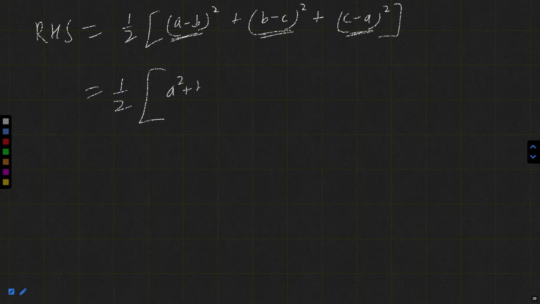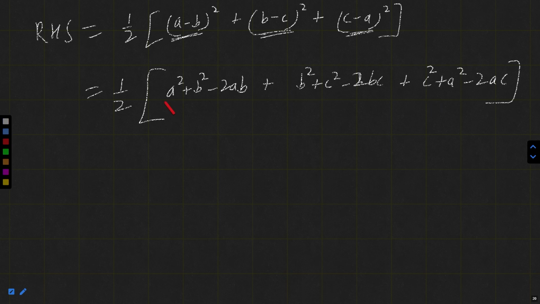I will be getting a square plus b square minus 2ac, ab plus b square plus c square minus 2bc, plus c square plus a square minus 2ac. If you see, I have 2a squares, 2b squares and 2c squares. So this means I will be getting 2a square plus 2b square plus 2c square, and other terms remain untouched. So minus 2ab minus 2bc minus 2ac.